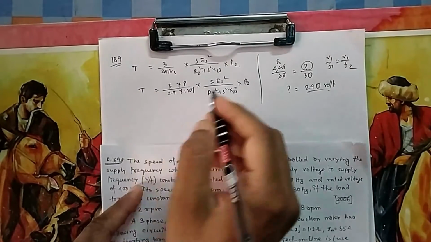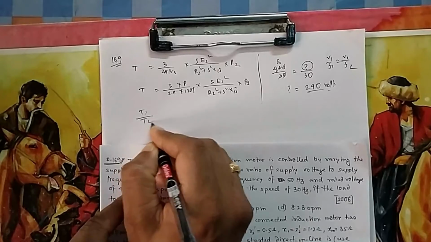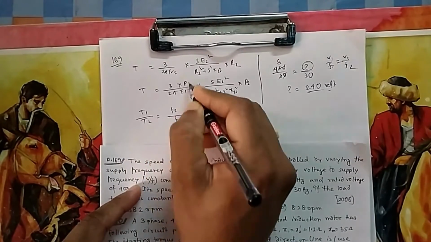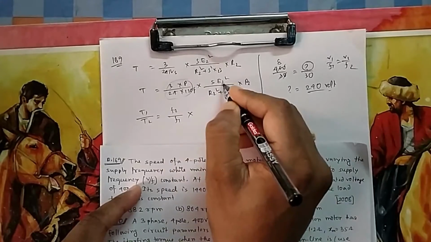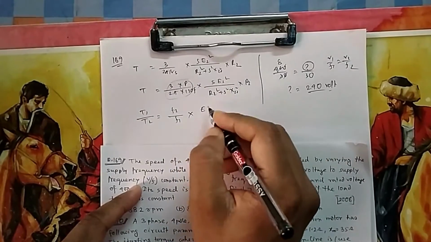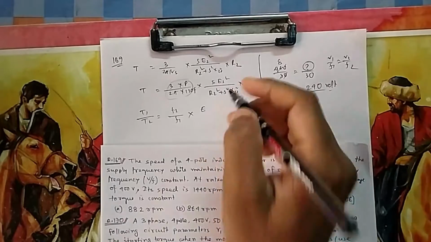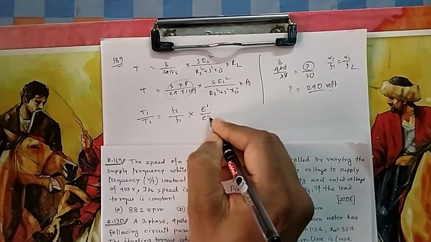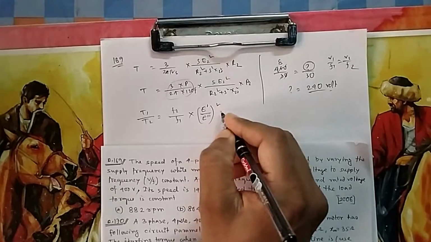Now you can see torque is, what is the proportional torque? Torque is inversely proportional to your F, so it will be F2 by F1. P is constant, all these are constant. And it is directly proportional to your E. So actually E2 is referring to the rotor, and let me write it as E dash by E double dash. It is directly proportional to E.